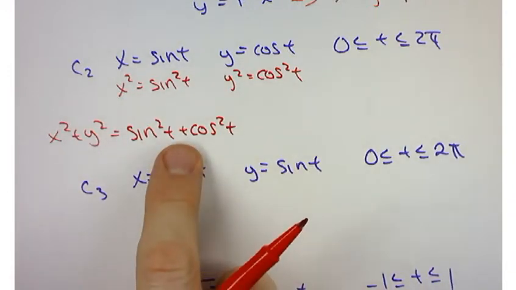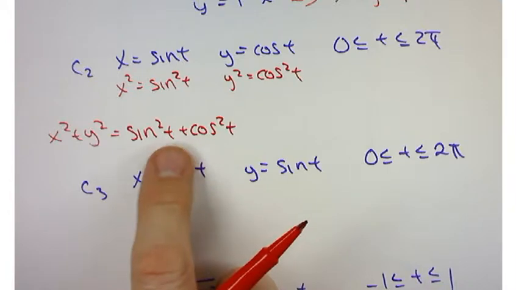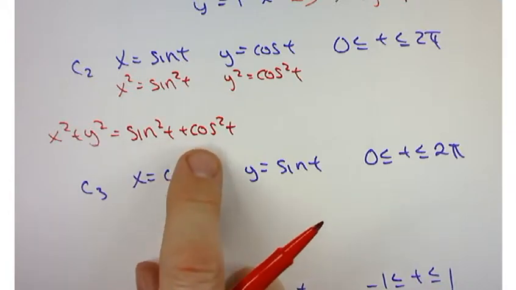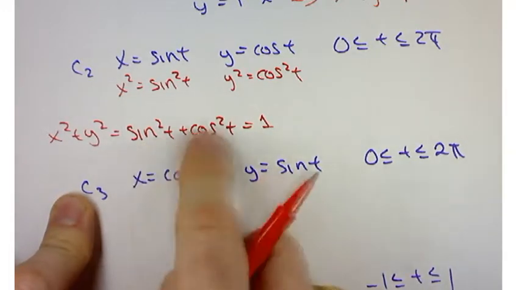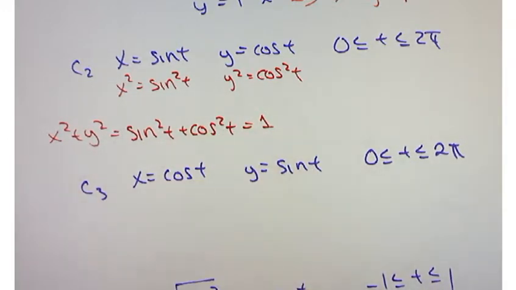Have I gotten rid of my parameter yet? Am I getting rid of my t? Mod seems to think I have. Somebody said it. Yeah. So again, going back to the origins of this class, right? Sine squared plus cosine squared equals 1. If you remember nothing else for the final exam, please remember that little tidbit, okay? I'll feel like you got something out of this semester.